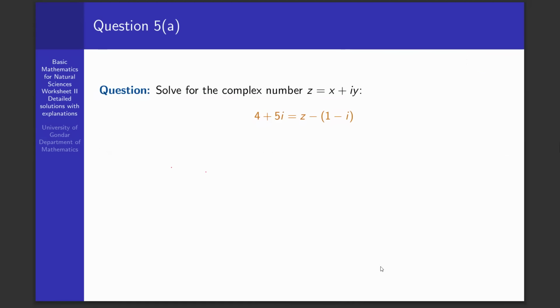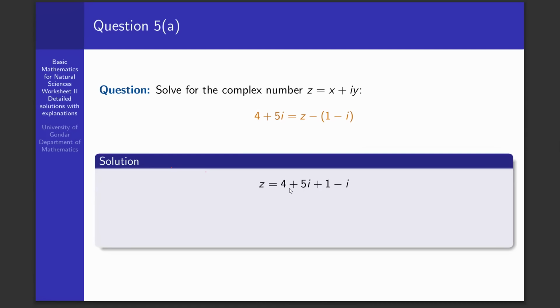Then the next question is 5a. We're asked to solve for the complex number z equal to x plus iy. What we're given here is 4 plus 5i is equal to z minus 1 minus i. So we are asked to find the value of z which makes this equation true, or simply to write z in standard form, in the form x plus iy.